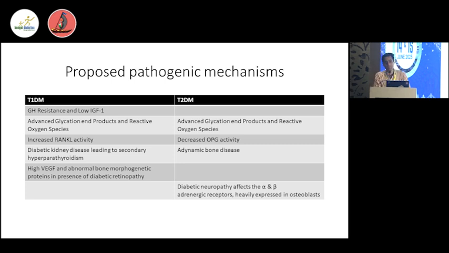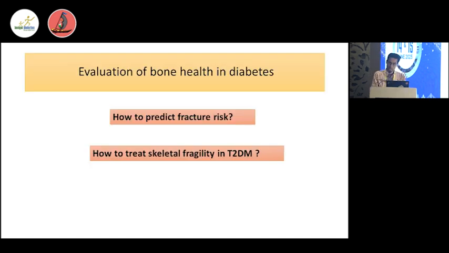Now, when diabetes patients come to our clinic, our OPDs, how do we evaluate for bone health, which is unfortunately less seen, or rather less considered? Two very important things we need to know: how to predict the fracture risk and how to treat it. So how do we predict the fracture risk? We need to do the bone mineral density by DEXA. So what are the indications of DEXA in our Indian guidelines, ISBMR?